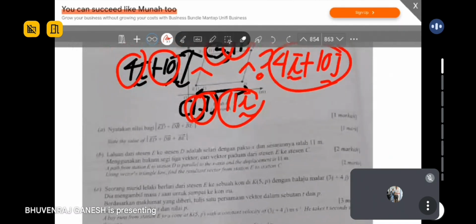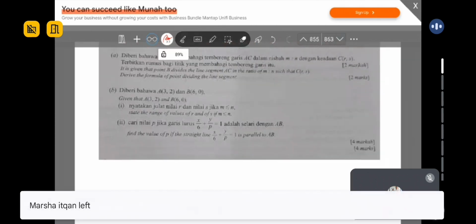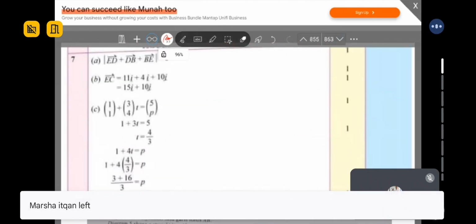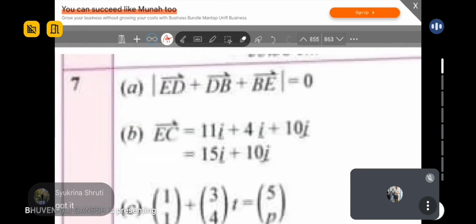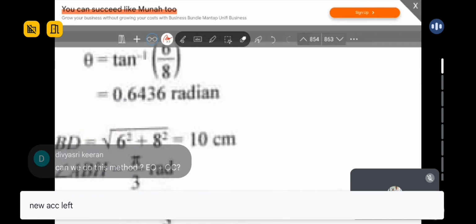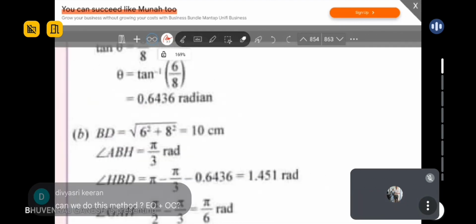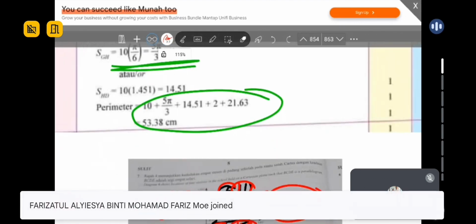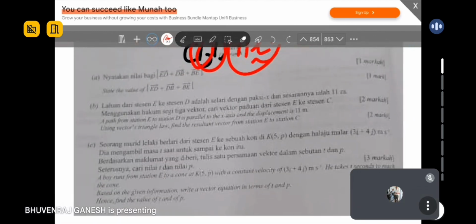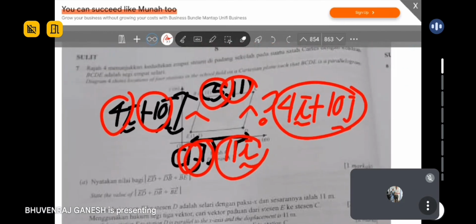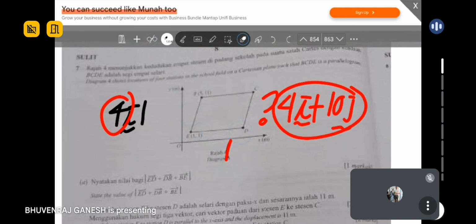So this is question B. So question B, your answer is like this. Okay, macam ni. Okay, so like this only. Ini saja guys, kamu kena tunjuk 2 markah. That's all. Settle. Okay. So whenever you see vector triangle law, don't get scared. Jangan takut. Nampak hukum segitiga tu senang saja. Very simple. Can we do this method? EO plus OC. Let me check and see. EO plus OC.